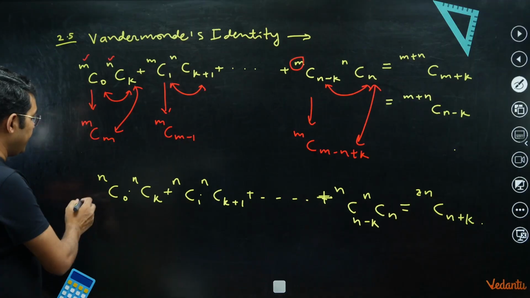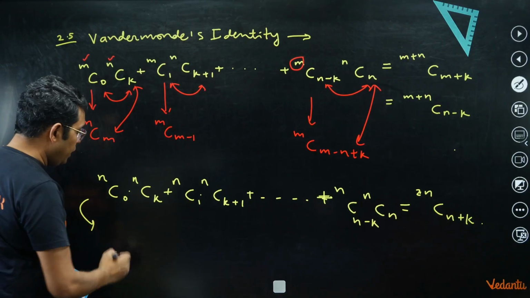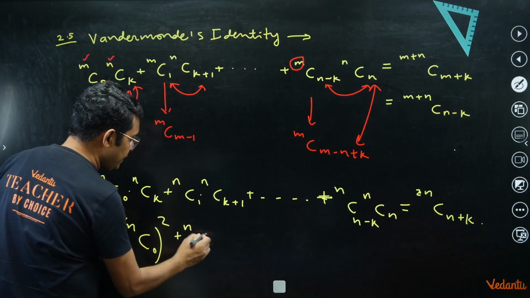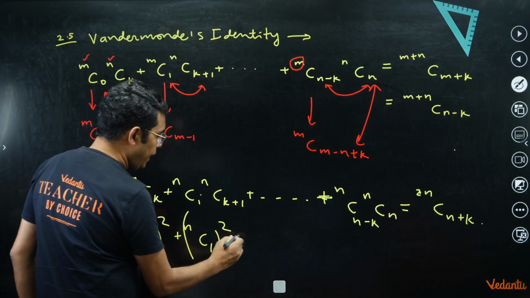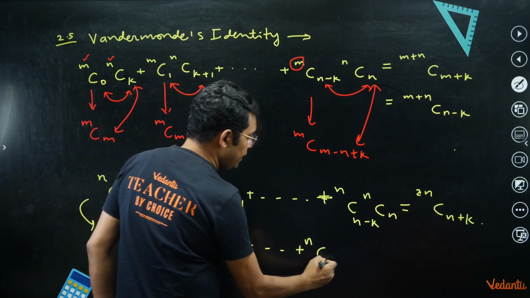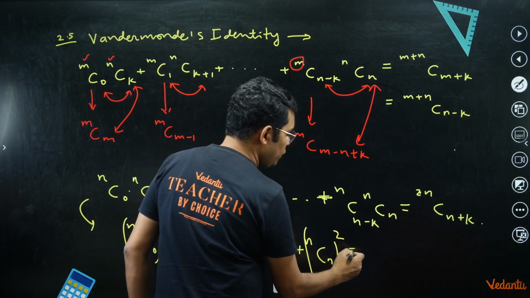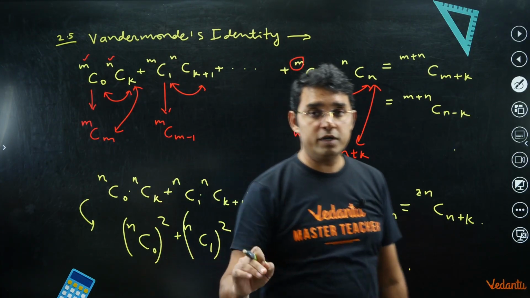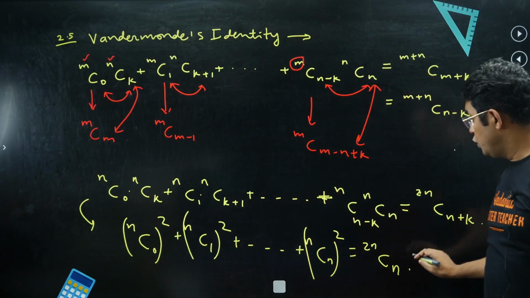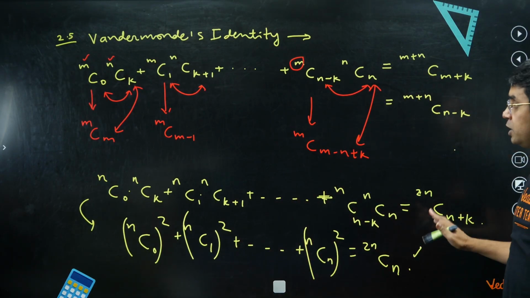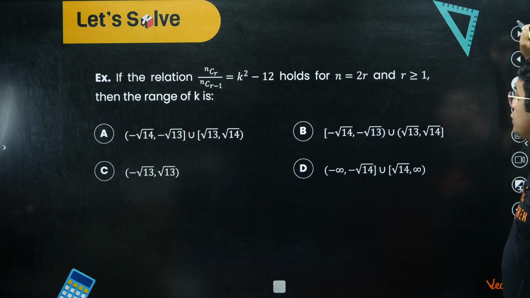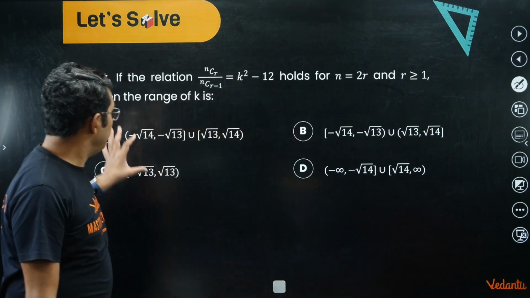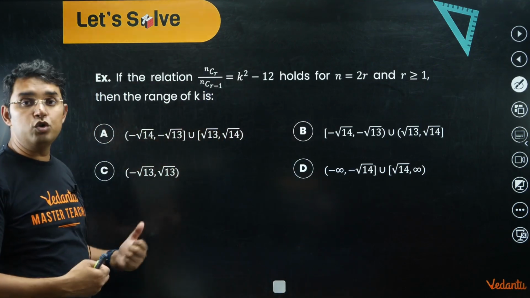There is one more special case of this, when k becomes 0. That is the case when nC0 whole square plus nC1 whole square and so on plus nCn whole square is there, and you will get this to be equal to 2nCn. That is also one very important identity. Everyone must know this thing. There has been a question on this.